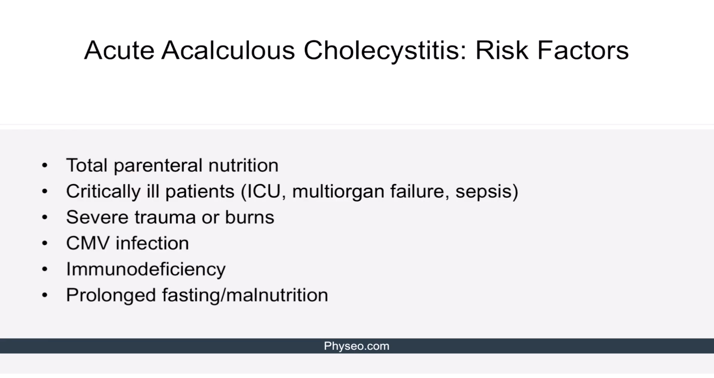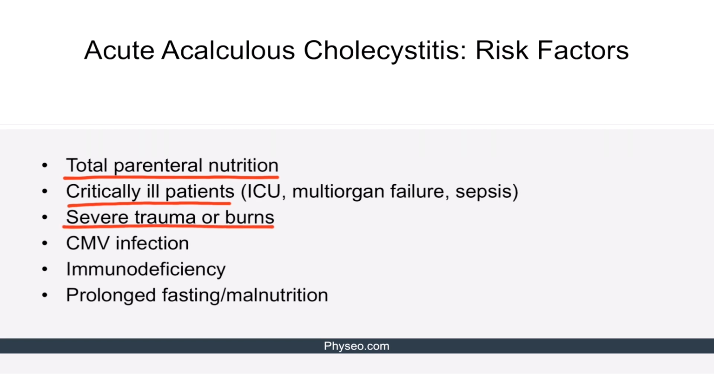Risk factors for acalculous cholecystitis are related to states that lead to biliary stasis and gallbladder hypoperfusion. Total parenteral nutrition can lead to biliary stasis and hence is a risk factor. Patients who are critically ill are also at risk for this disease since multi-organ failure and shock can contribute to hypoperfusion of the gallbladder.